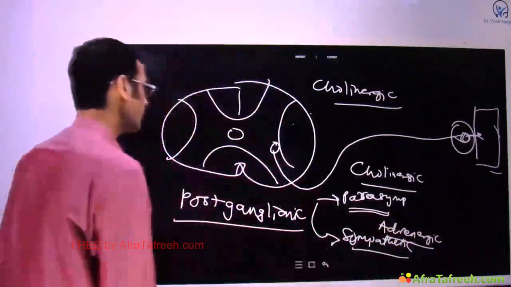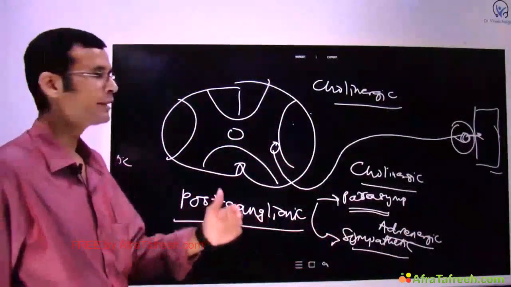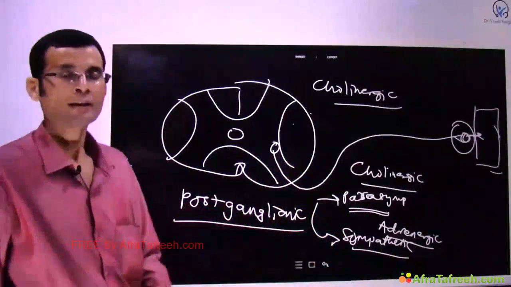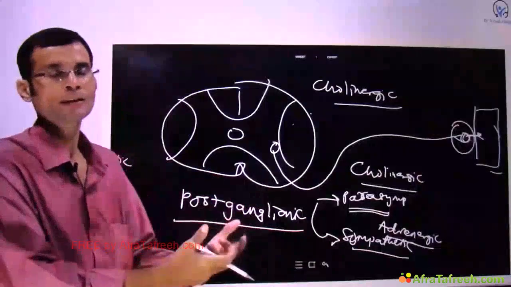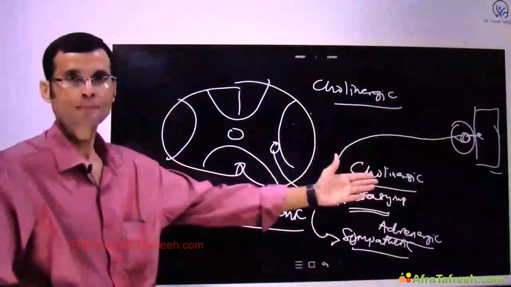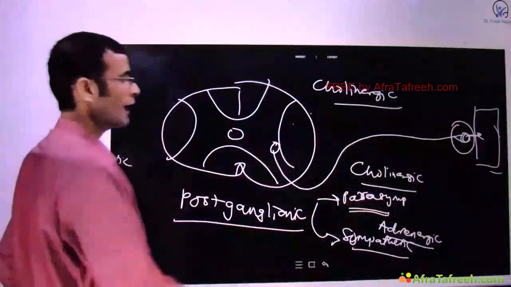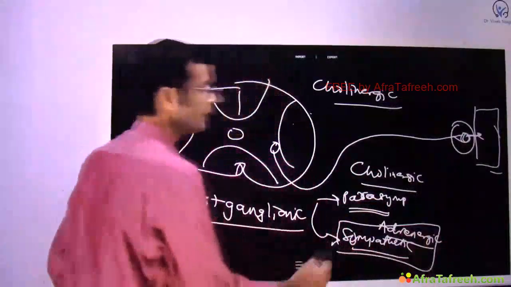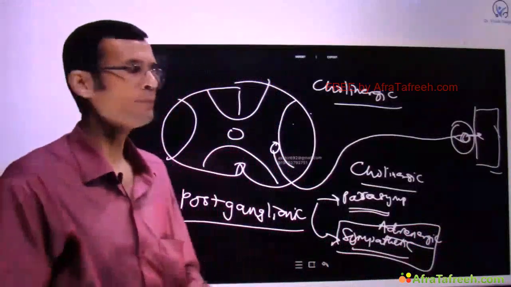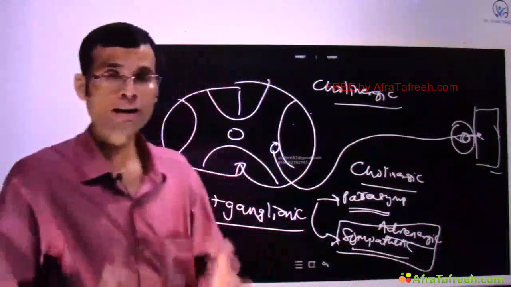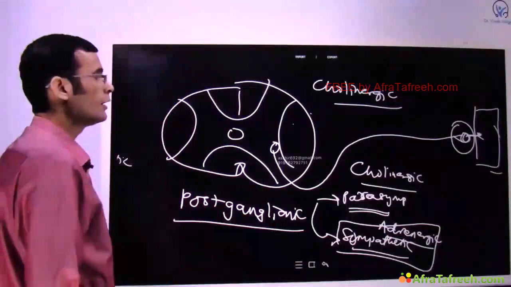So in short, the nerve that is ending on the organ finally, the nerve that is finally producing the effect, in the case of parasympathetic nerves, is cholinergic. Acetylcholine will be the final transmitter on the organ, and in the case of sympathetic nerve, it will be noradrenaline, and so they are noradrenergic nerves or simply adrenergic nerves. That's how they are called.